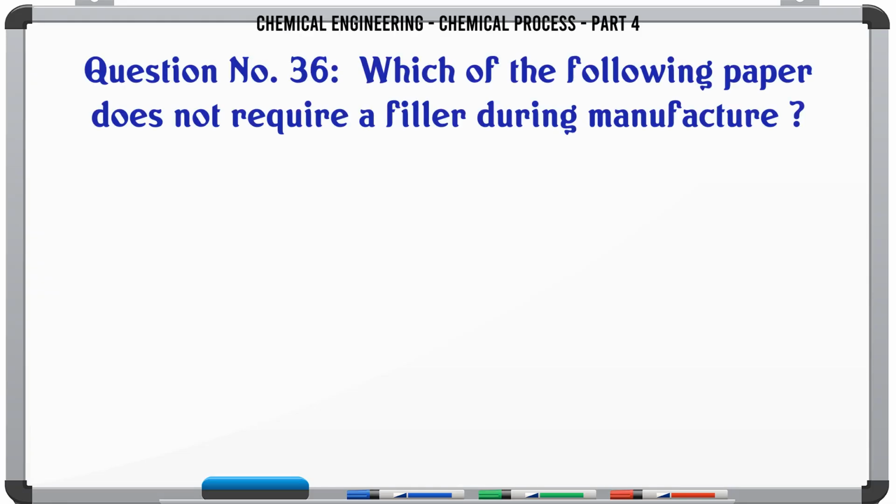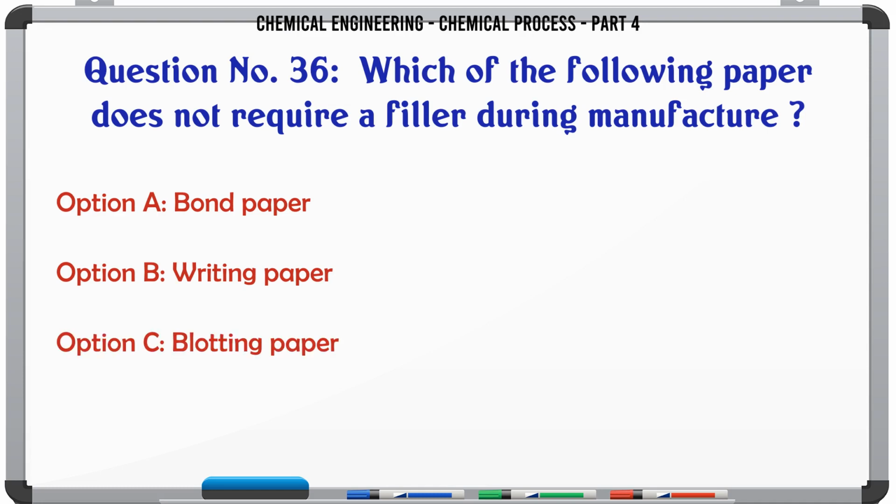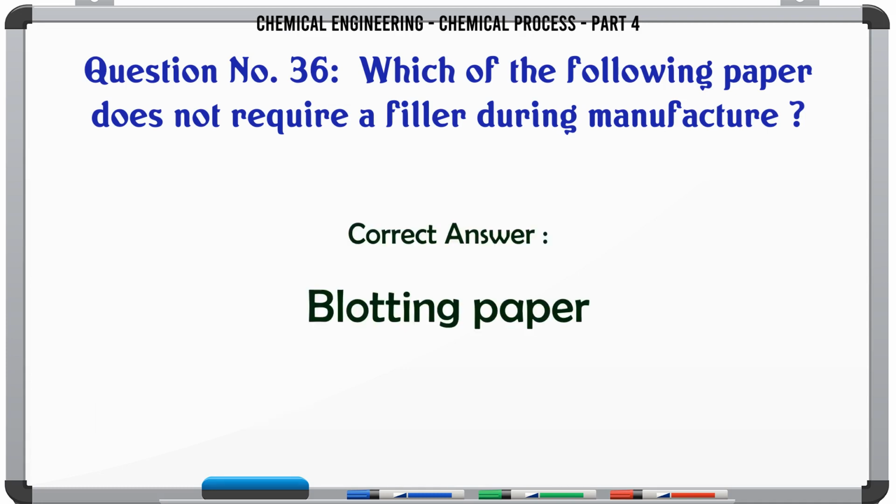Which of the following paper does not require a filler during manufacture? A. Bond paper. B. Writing paper. C. Blotting paper. D. Colored paper. The correct answer is blotting paper.